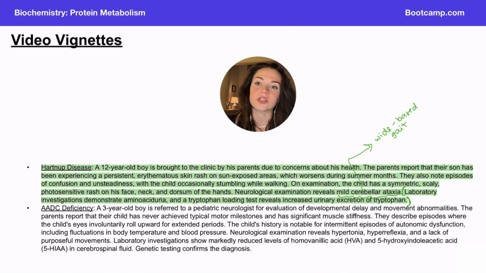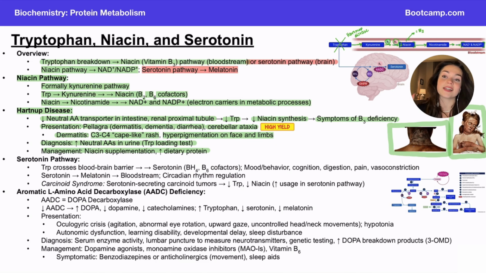If a disease or a disorder has a very specific physical exam or clinical vignette, they might not even give you any labs. They might make you predict the labs yourself because you should already have a pretty good working diagnosis. All right, so that's enough about Hartnup disease, and that's enough about the niacin breakdown pathway of tryptophan. Now we're going to talk about the serotonin pathway.